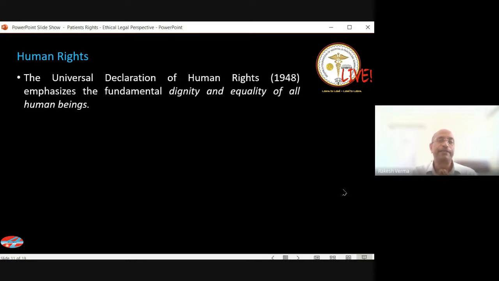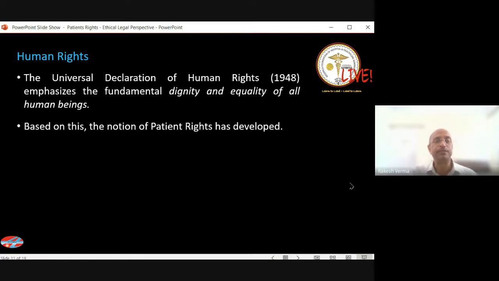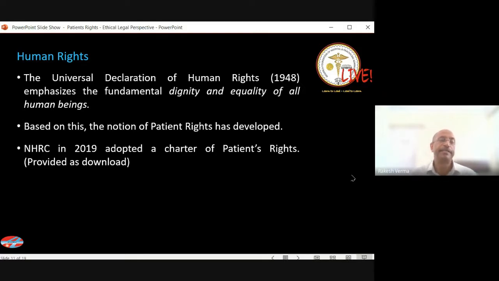Next, we need to look at human rights, and there is the Universal Declaration of Human Rights of 1948. It emphasizes the fundamental dignity and equality of all human beings. Based on this, the notion of patient rights has developed. The National Human Rights Commission in India in 2019 adopted a Charter of Patient Rights, and I am not sure how many of you are aware that there is an NHRC Charter of Patient Rights.